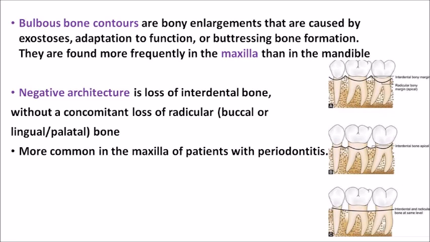In negative architecture, there is loss of interdental bone without a loss of radicular bone. So the first figure is positive architecture, wherein the radicular bone is apical to the level of the interradicular or interdental bone. In negative architecture, because of the loss of the interradicular or the interdental bone, it is at a more apical level compared to the radicular bone. In flat architecture, both are at the same level. So the negative architecture is most common in the maxilla of the patients.